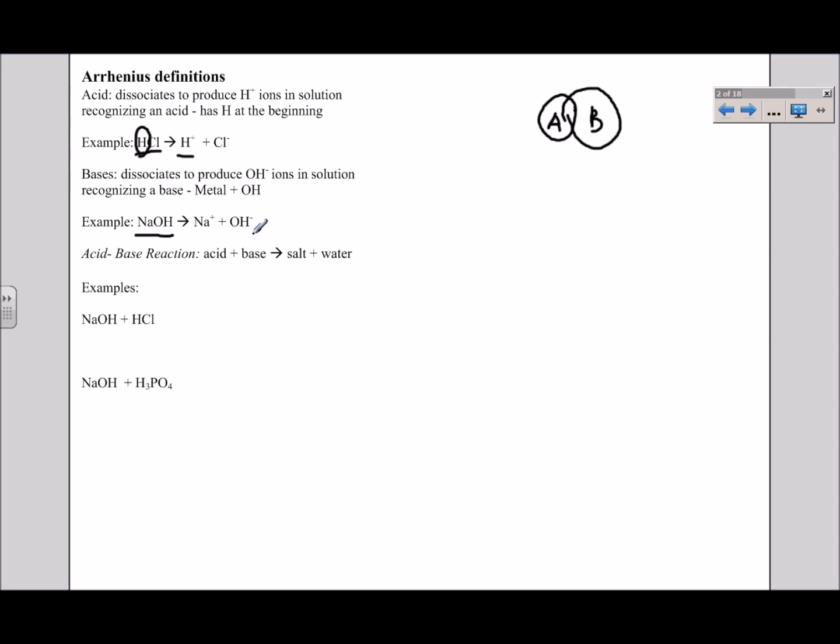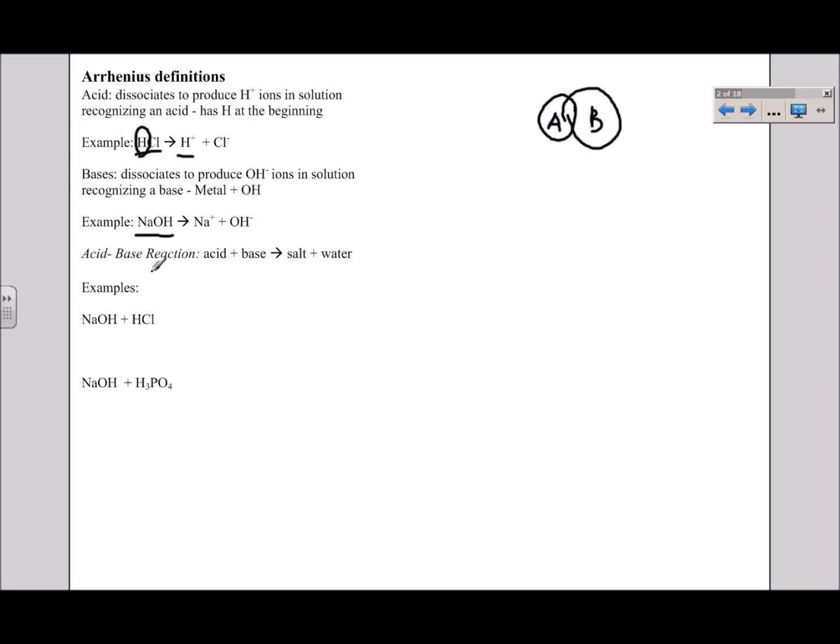If you look back at your solubility rules, the hydroxides were insoluble except with the alkali metals and a couple of the alkaline earth metals. These are the substances, the ones that dissociate in water. These soluble hydroxides are the ones that are Arrhenius bases.